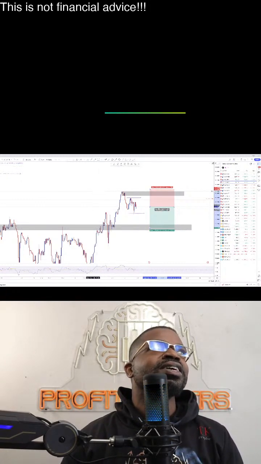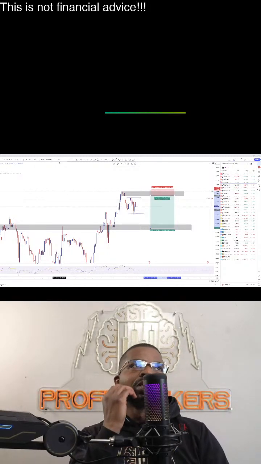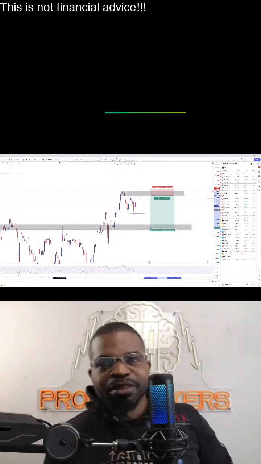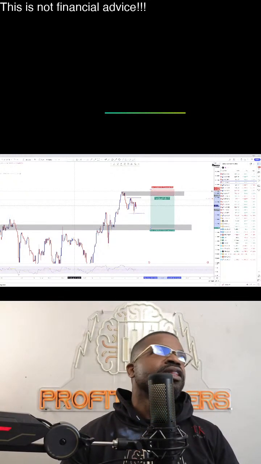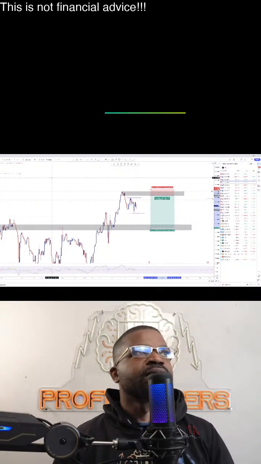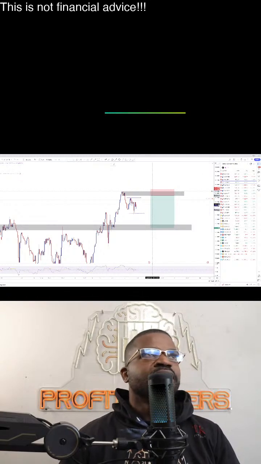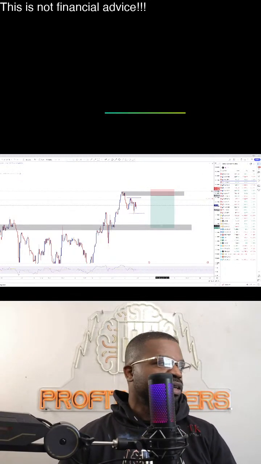Which one? The one you just did, the CADJPY? Yeah. But it's not going to go into the trade right now. It's going to go into the trade at the line between the red and green, right? Yes, the trade will only activate once it reaches this level here. Got it.